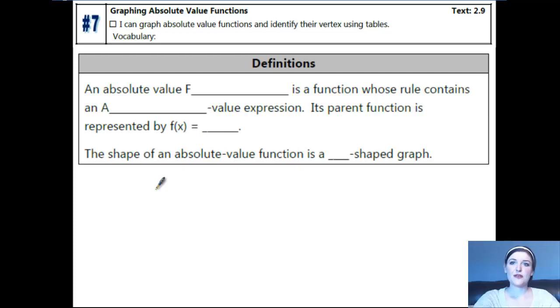Today we'll be talking about graphing absolute value functions. So let's get started with some definitions. An absolute value function is a function whose rule contains an absolute value expression. Its parent function is represented by f of x is equal to the absolute value of x. The shape of an absolute value function is a V-shaped graph.